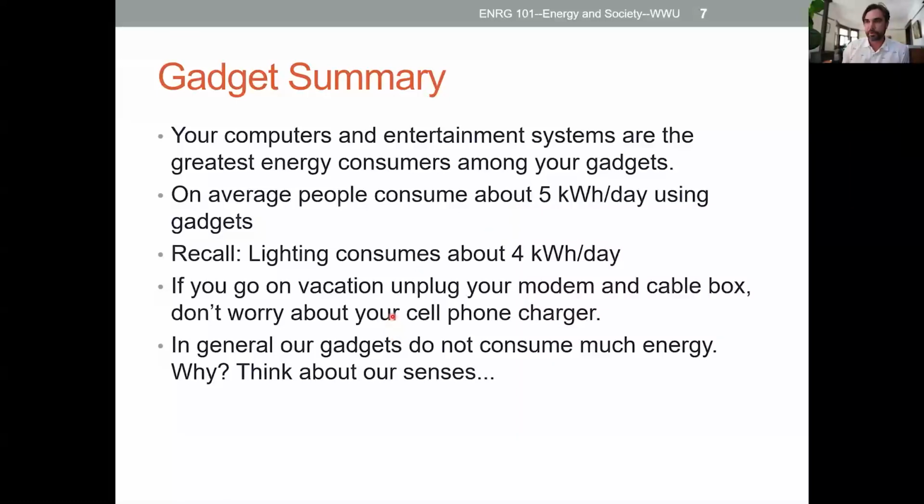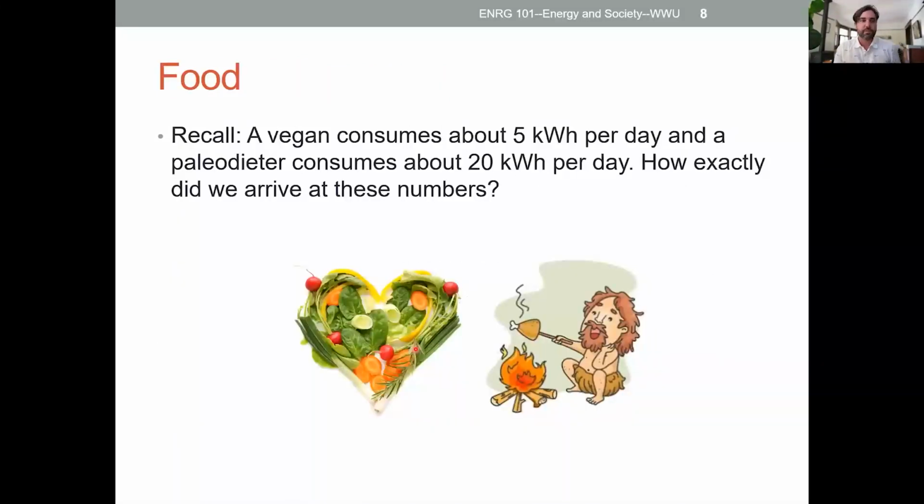So the moral of the story is don't be a fascist with your gadgets. Don't follow my example. But if you do want to go on vacation for like a week, shut some things off, unplug some things. It's not doing anything for anybody. All right. Let's move on to food.